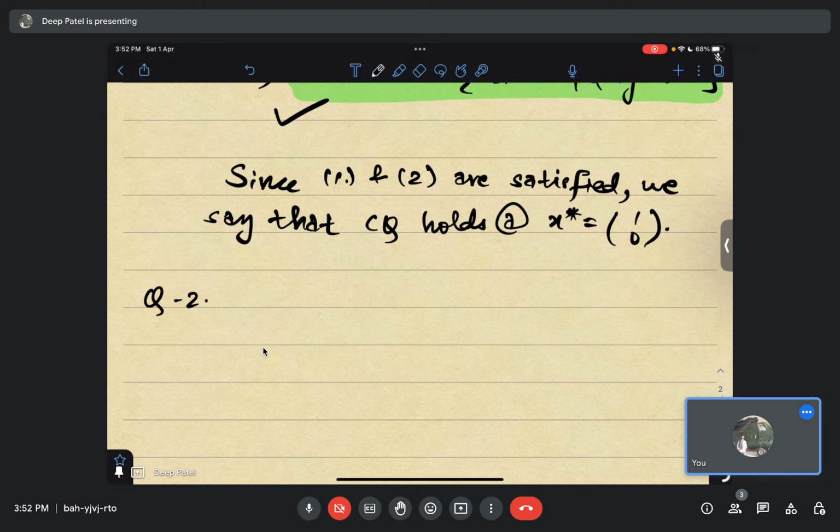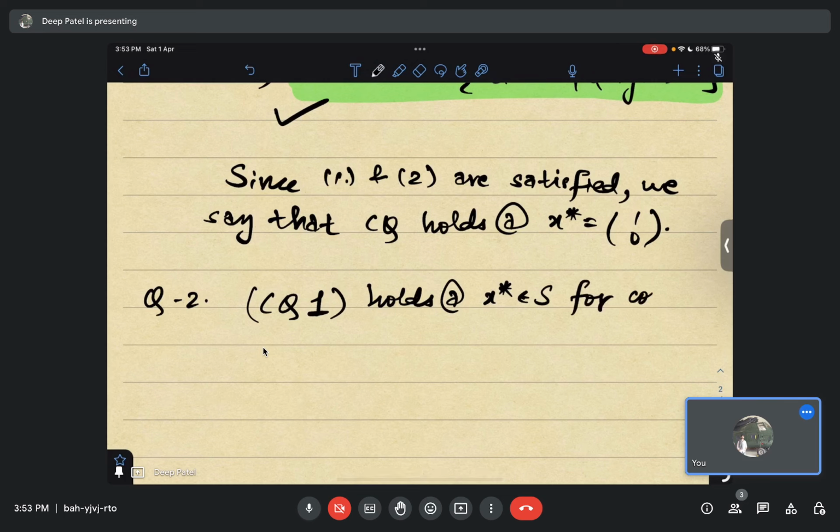Okay, CQ1. Let me go back to my notes. I forgot what is in CQ1. Oh, okay, I see. So let me just mention what CQ1 means. Constraint qualification, a slightly different one. CQ1 holds at x star in some feasible region.